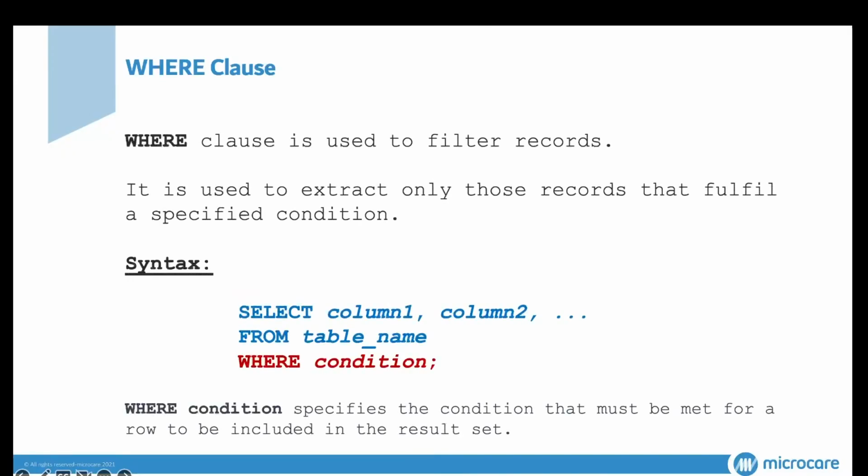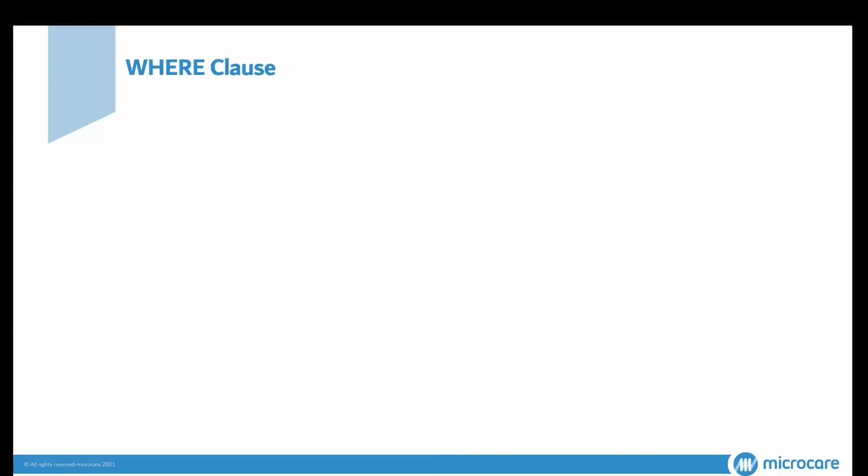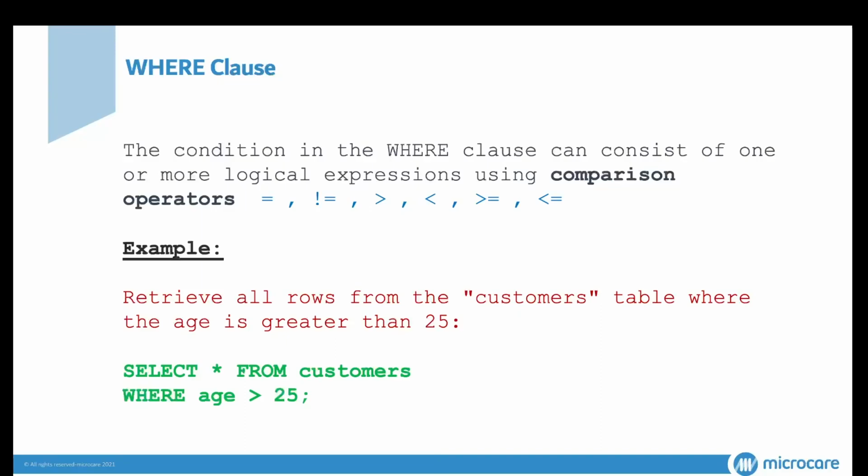Where clause. Where clause is used to filter records. It is used to extract only those records that fulfill a specified condition. Where condition specifies the condition that must be met for a row to be included in the result set. The condition in the where clause can consist of one or more logical expressions using comparison operators: equal to, not equal to, greater than, less than, greater than or equal to, and less than or equal to.